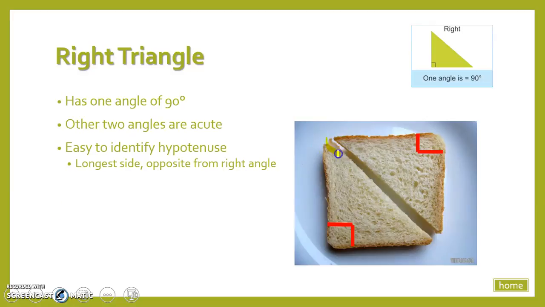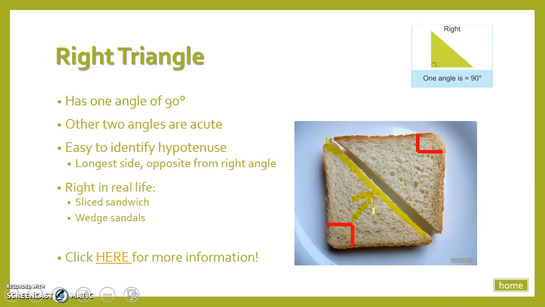So if we look right here, this is the longest side of the triangle, and notice that it's opposite our right angle. So that's one way to identify them. And then some examples we have in real life are a sliced sandwich and wedge sandals.